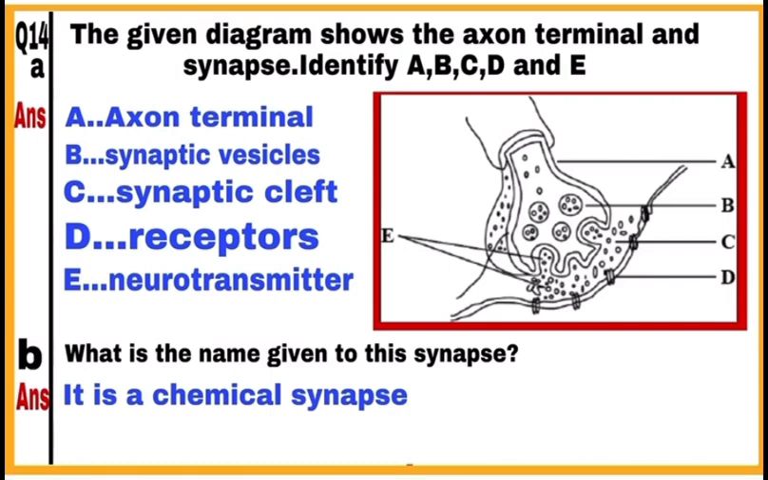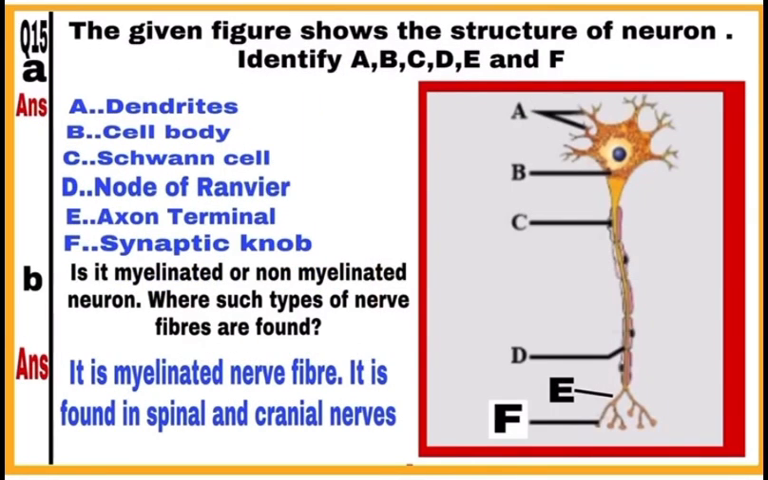Part B. What is the name given to this synapse? This synapse is a chemical synapse. Question number 15. The given figure shows the structure of neuron. Identify A, B, C, D, E and F. A are dendrites, B cell body, C Schwann cell, D node of Ranvier, E axon terminal and F synaptic knob.